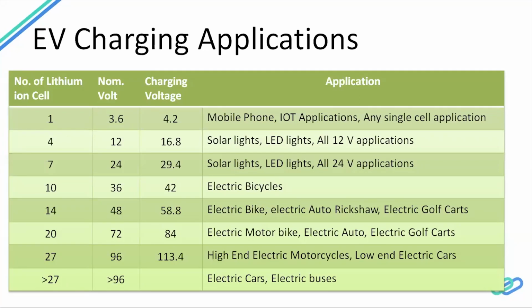Mostly all these vehicles lie in these three voltage domains, that is 48 volt system, 72 volt system, or 96 volt system. So for them, the charger design would be for 58.8 volts, 84 volts, and 113.4 volts. These play a major important role. And electric cars and electric buses generally are above 100 volts. Some vehicles might be using 200 volts, 400 volts, 450 volts.